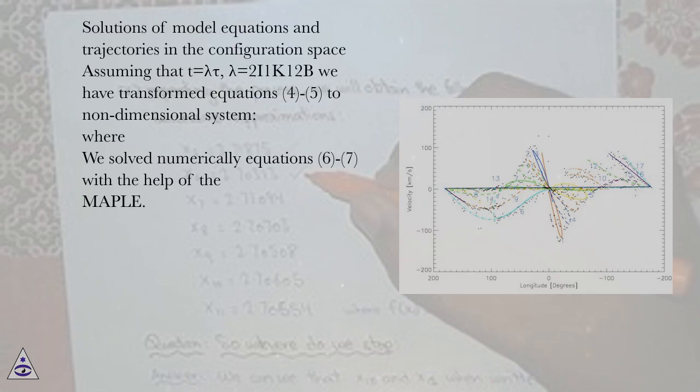Solutions of model equations and trajectories in the configuration space. Assuming that t equals lambda tau, lambda equals 2a1 k12b, we have transformed equations 4, 5 to a non-dimensional system, where we solved numerically equations 6, 7 with the help of Maple.